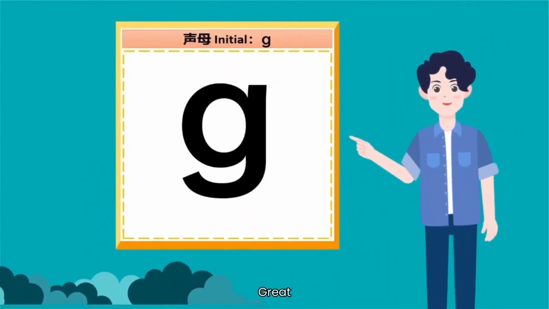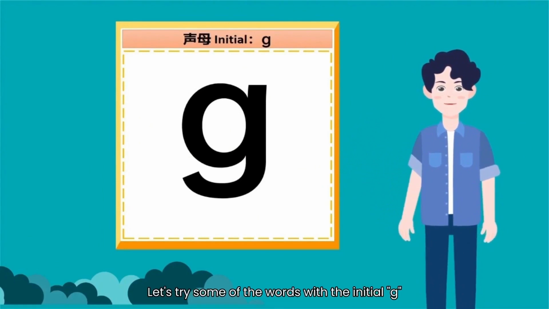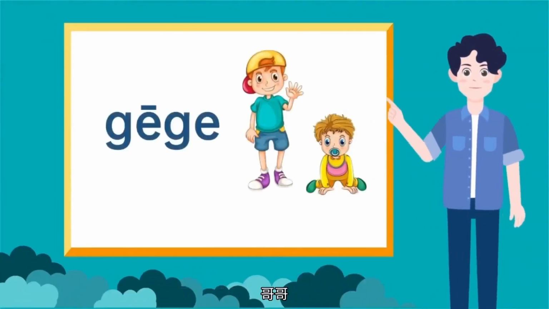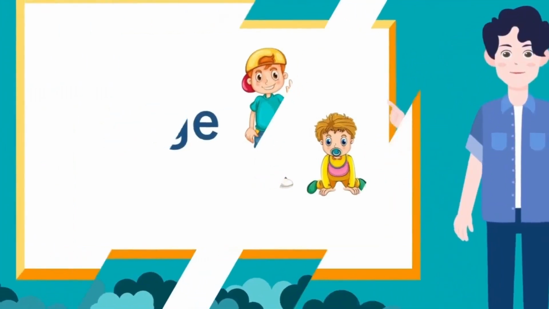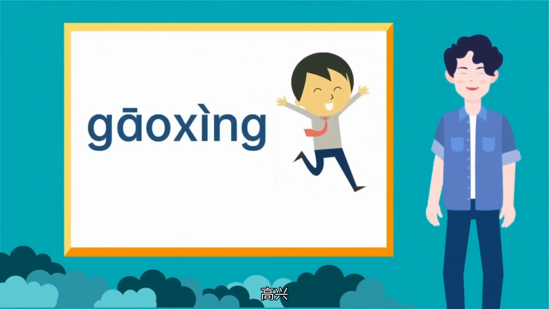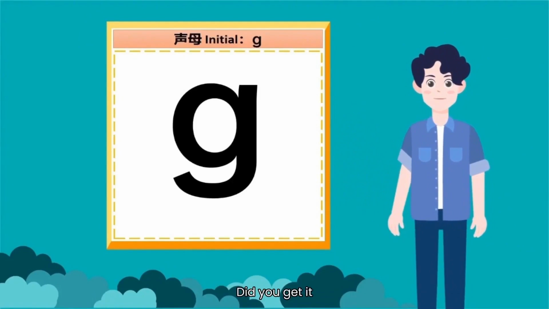G, G, G. Great! Let's try some of the words with the initial G. 哥哥，哥哥，高兴，高兴。That's all for the initial G. Did you get it?